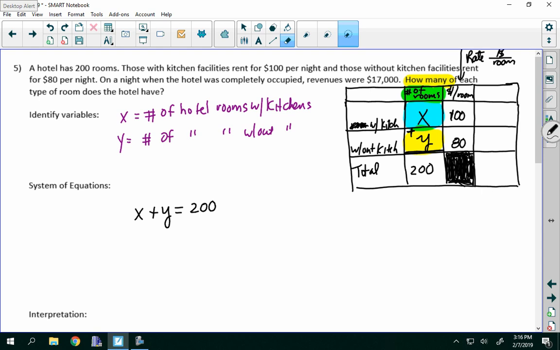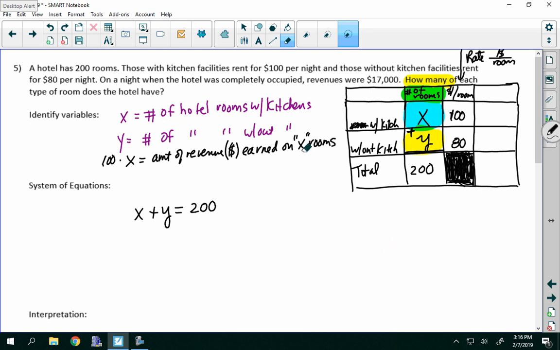So now let's think about the final idea here. How do we figure out how much revenue we get from the rooms with kitchens? Well, that's going to be the number of rooms that have kitchens times its rate, which is $100 per room. So this would be the amount of revenue earned on X rooms.